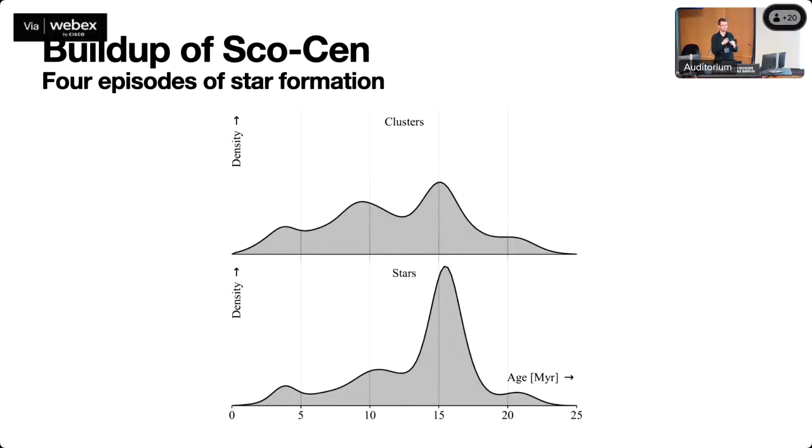Since we have ages for these groups using isochrone fitting, we can now build up the history of how this association was formed in age. And we see these very nice patterns emerging of four bursts of star formation. Here you see it in the clusters, and here you see it in the stars. And we see these four bursts being separated by roughly 5 million years.